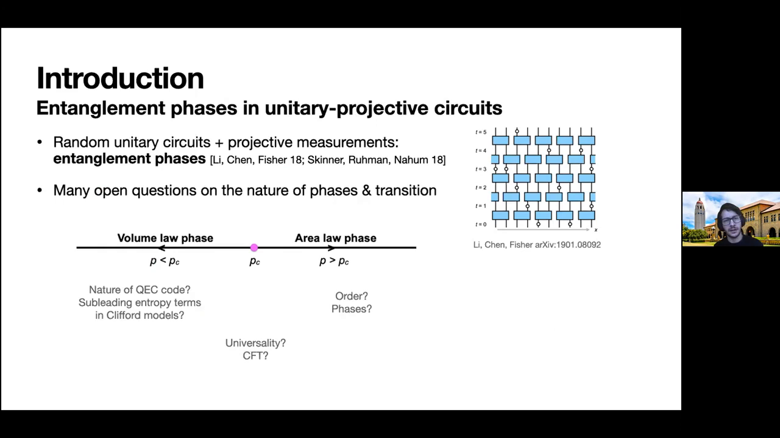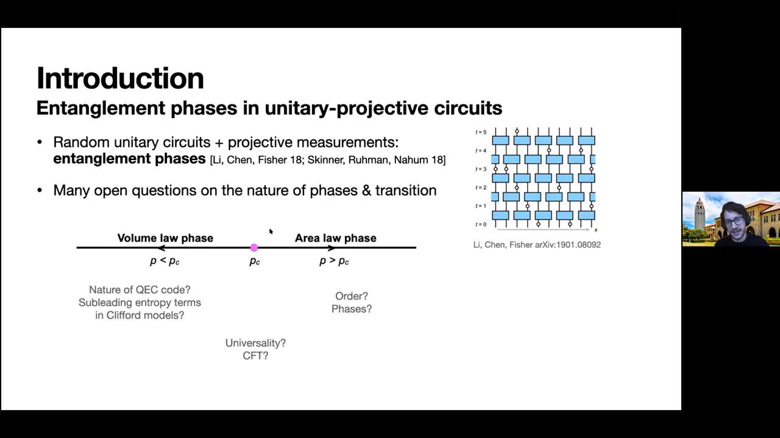Okay, so now I want to focus on these entanglement phases in unitary projective circuits, which you're probably already quite familiar with if you've tuned into the previous talks, but I'll just refresh your memory. So as you know, if you consider a unitary circuit such as the one shown here, and you allow yourself to perform a projective measurement on each one of these bonds, which represents your qubits, with a certain rate p, you can create this phase diagram where for sufficiently small measurement rate you have a volume law entangled phase, for sufficiently high rate you have an area law entangled phase, and you have a critical point that separates them.